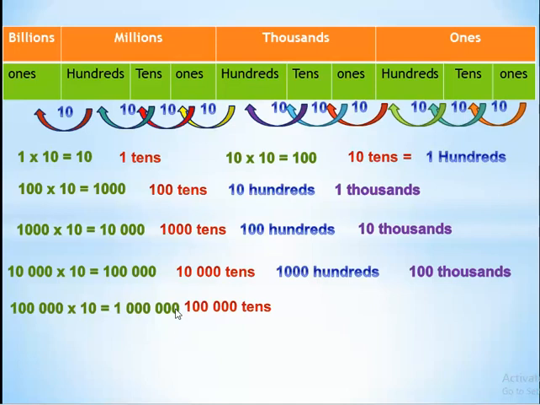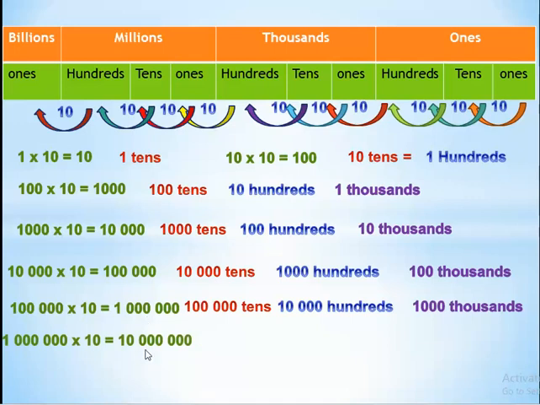Okay, 100,000 tens. Okay, so how many hundreds? We will hide 2 zeros, hide 2 zeros. Okay, it will be 10,000. How many thousand? Hide 3 zeros, it will be thousand.